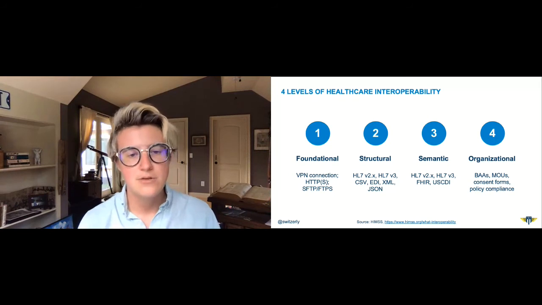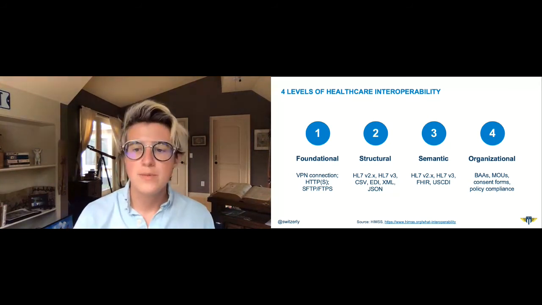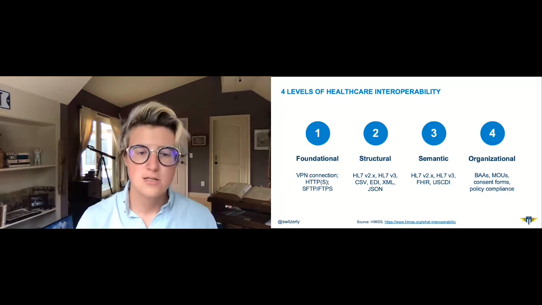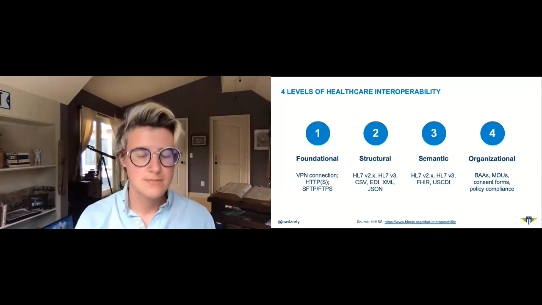And we also have the new USCDI, which is the United States Core Data for Interoperability, which is part of the Cures Act that just came out. And we're going to talk about that a bit more later, but that's essentially defining data elements that are required for any sort of interoperable data exchange.